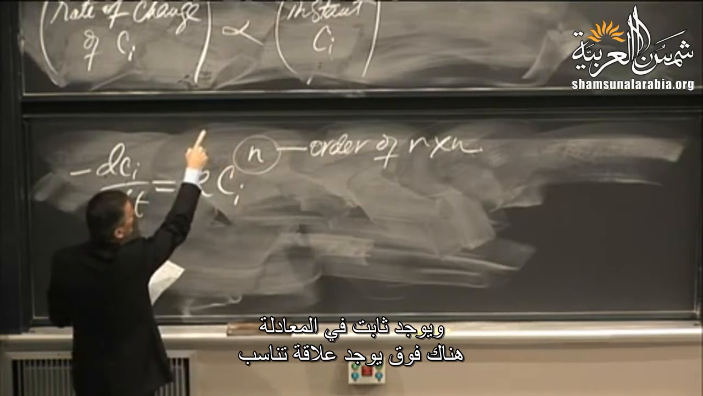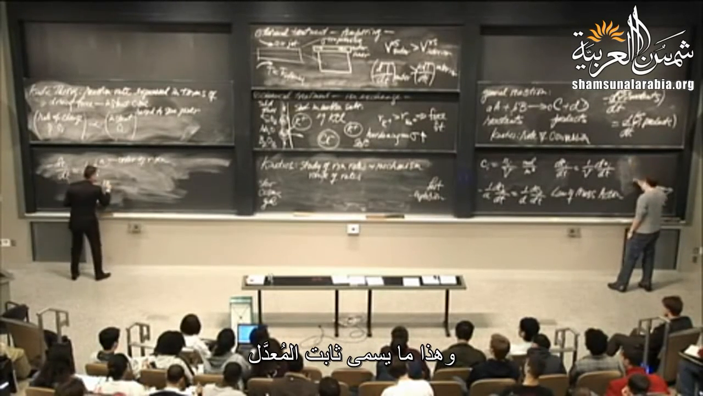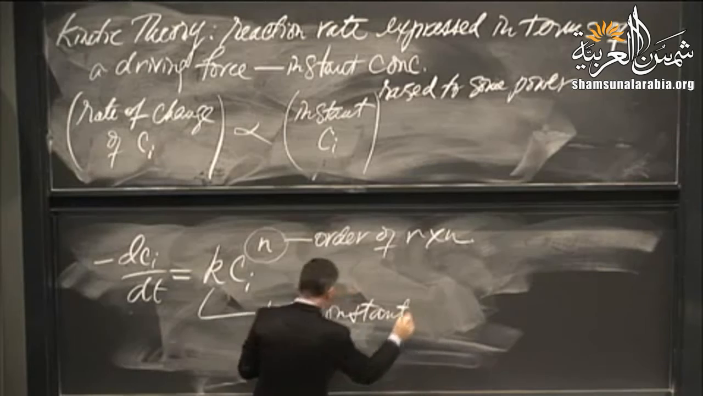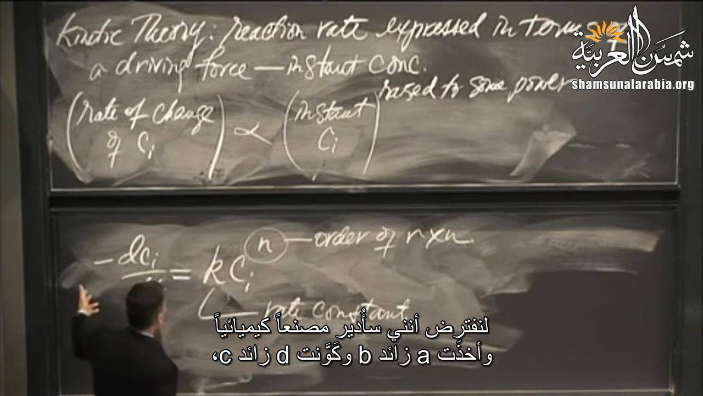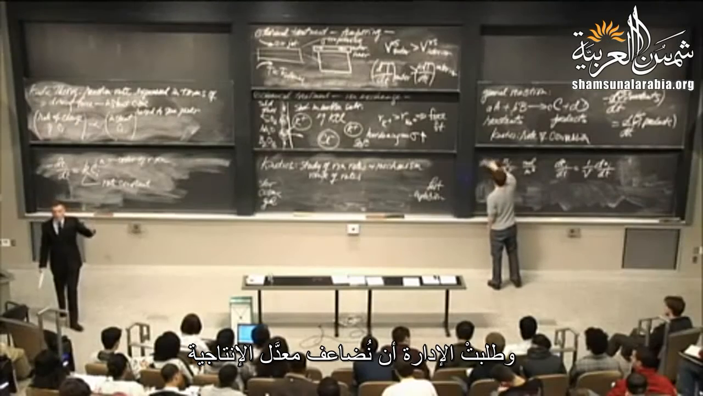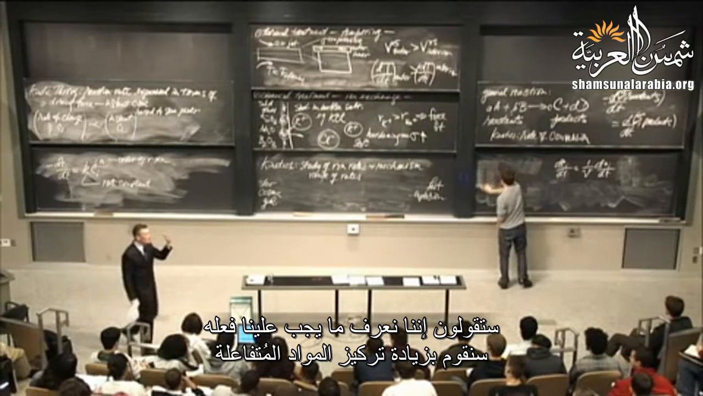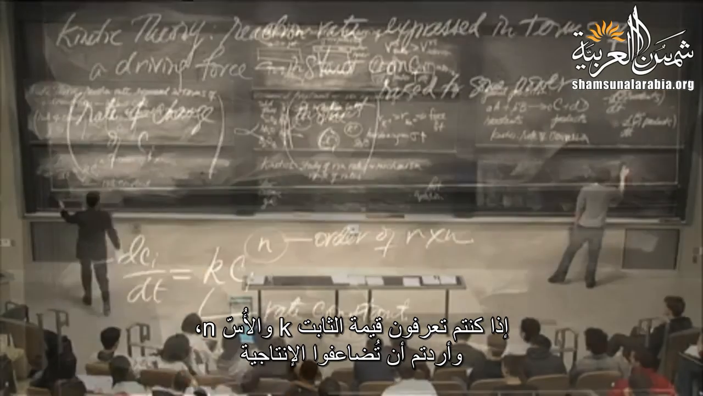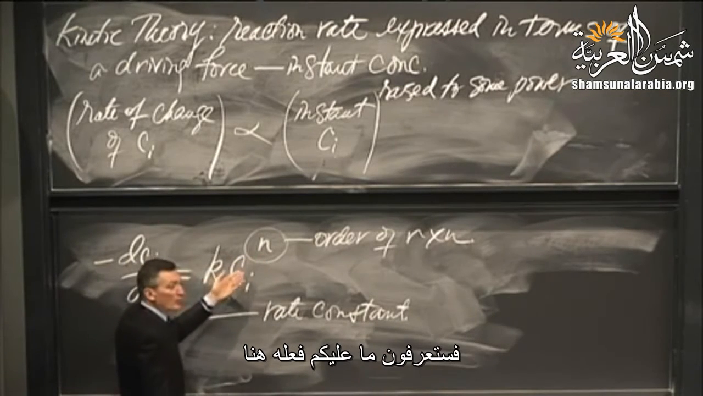Up there it's a proportionality. Here it's an equal sign thanks to the constant. And this is called the rate constant. And this is all I need for plant design. Suppose I'm running a chemical plant and I'm taking A plus B and making C plus D, and the management says we want to double the rate of productivity. So you go, I know what to do. We'll increase the concentration. They say, by how much? Well, if you know the value of k and n, you know what to do here.